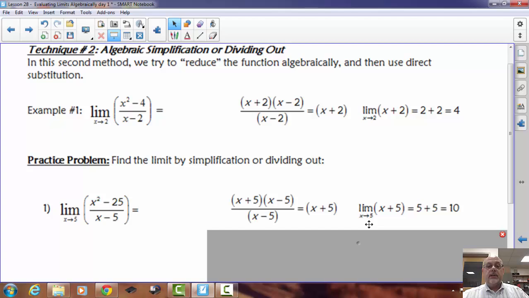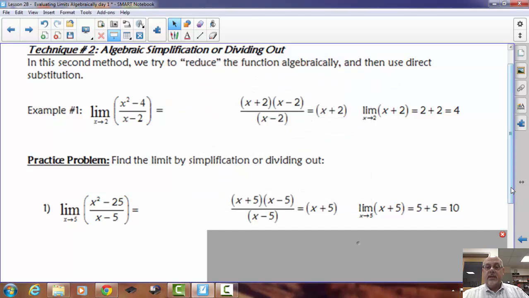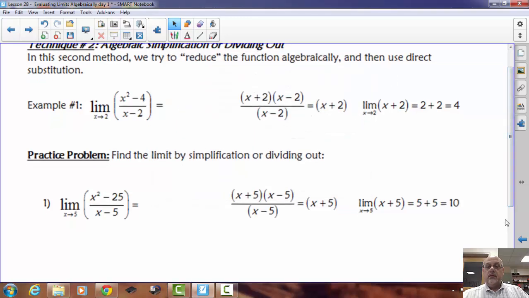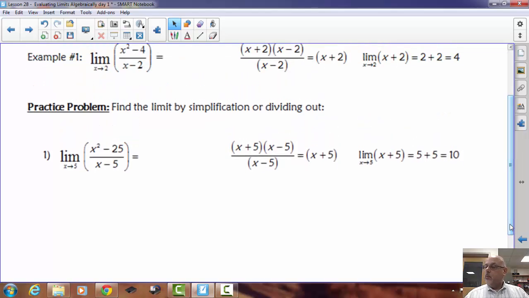And if we look at the limit as x approaches 5 of x plus 5, we find out that the limit of this function is 10. So if you need to go back and replay any of these, do so now. We'll be going over this again, and we'll be doing practice problems in class.